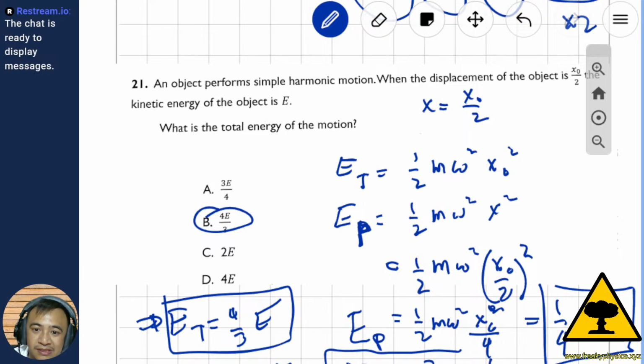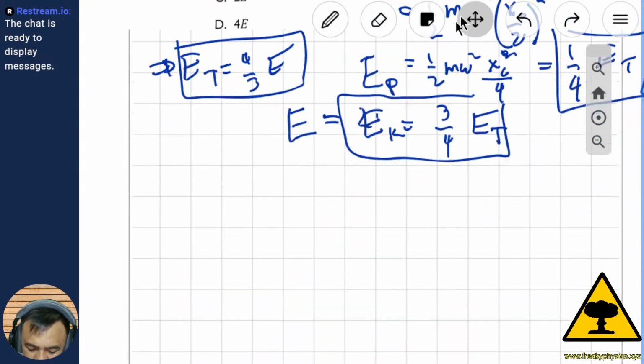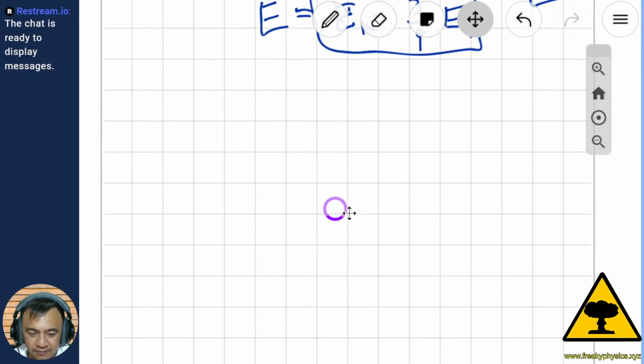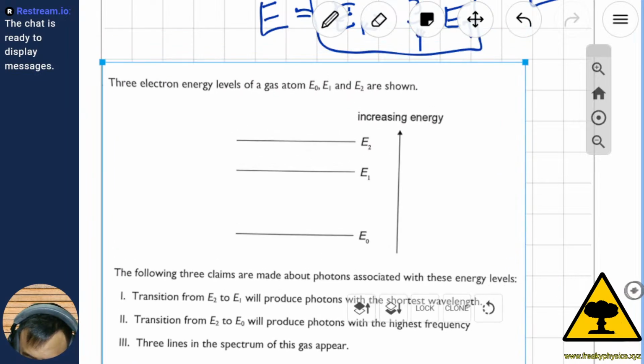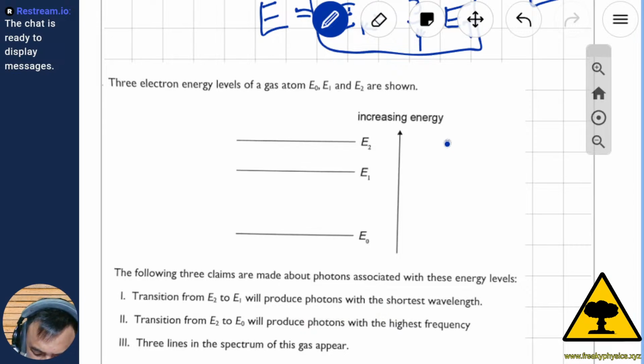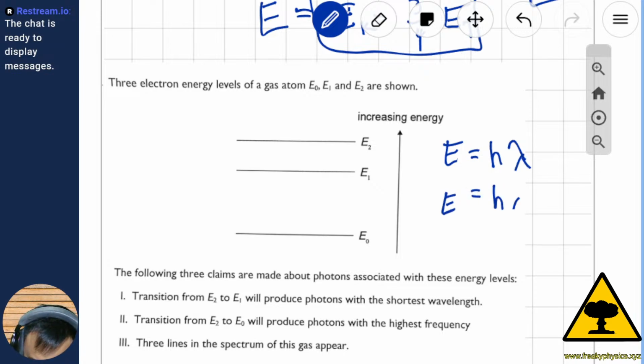This next problem here is about the energy levels in a gas atom. So before we solve this problem, let's recap again. Let's make this a bit bigger. Let's recap the formula again. For quantum mechanics, the energy of a photon is equal to hf, or hc over lambda here.